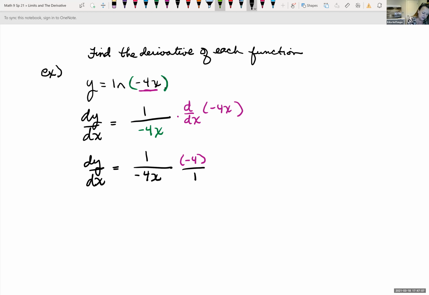So we can cancel like factors in the numerator and denominator. We can do that because it's multiplication between the negative 4 and the x. And so this is just equal to 1 over x.